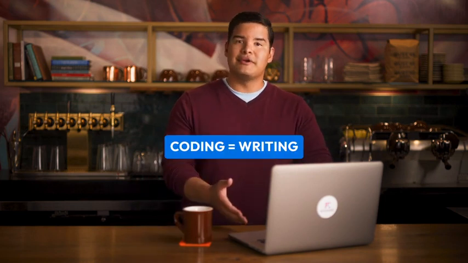It might be helpful to think of your company's engineers as a bunch of writers. I mean, they are writers. They're writing code. Text: coding equals writing. After all, code is just a series of words put together and compiled to make computers do very specific things.